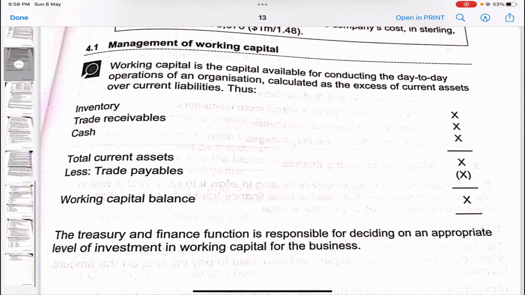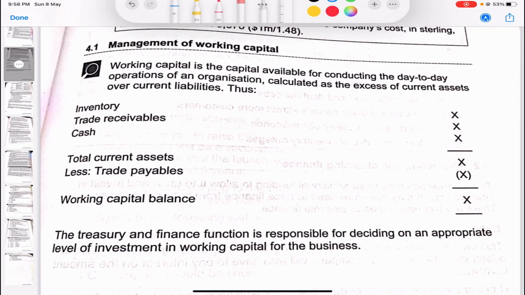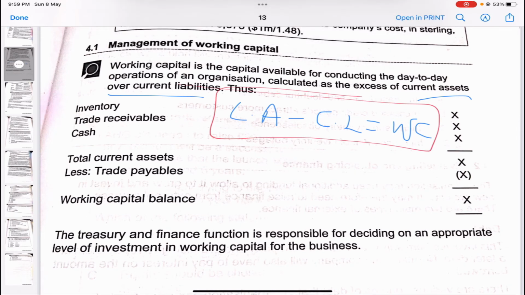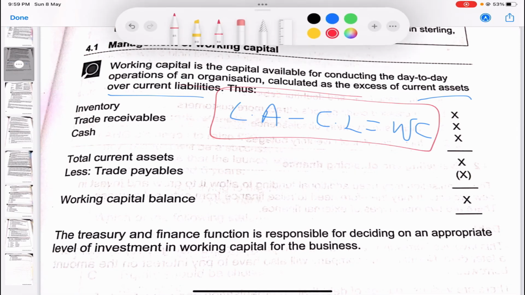Now we come to management of working capital. So working capital is the capital available for conducting the day-to-day operations of an organization, calculated as the excess of the current assets over current liability. So current assets minus current liability gives you working capital. Remember this throughout. As we are seeing in the numerical, inventory, trade receivables, cash, these are current assets. So this is the total current assets. We are going to minus the trade payables, which is the current liability. So the working capital balance is this.